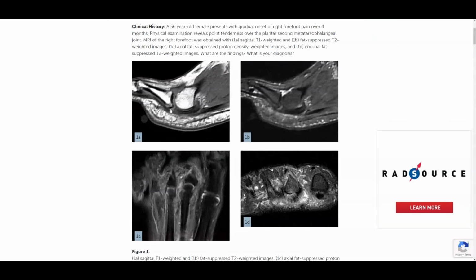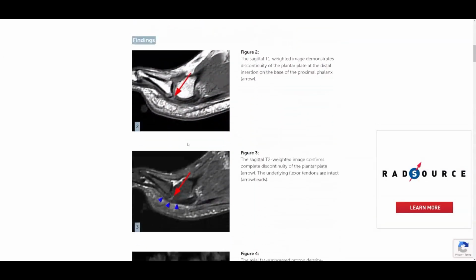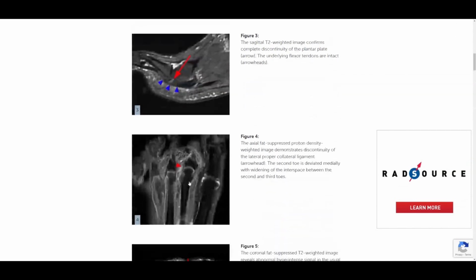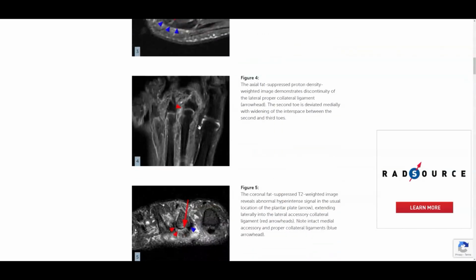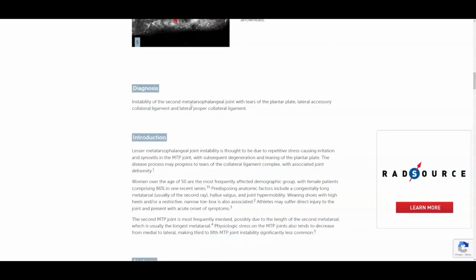So in this case, they give you an example of a 56-year-old female with gradual onset of forefoot pain. And you can see that this MRI through the forefoot is showing some pathology in the region of the plantar plate. As we've come to see, we can see that there's some subluxation or incongruency of the second. And we'll take a look at the findings as they explain them to us. And we can see that direct, complete discontinuity of the plantar plate here. We can see this discontinuity of the proper portion of the collateral ligament and that medial toe deviation, widening, or what's called splaying between the second and third, and they give it that diagnosis.